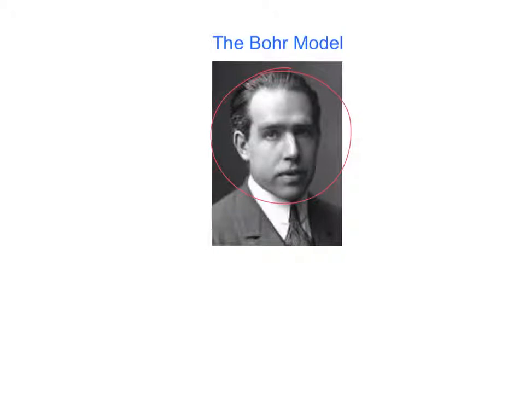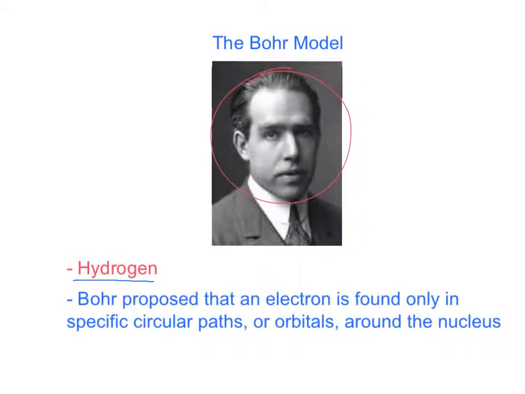Niels Bohr was a young physicist and student of Rutherford who developed a new atomic model. He changed Rutherford's model to incorporate newer discoveries about how the energy of an atom changes when the atom absorbs or emits light. He considered the simplest atom, hydrogen, which has one electron. Bohr proposed that an electron is found only in specific circular paths or orbitals around the nucleus.